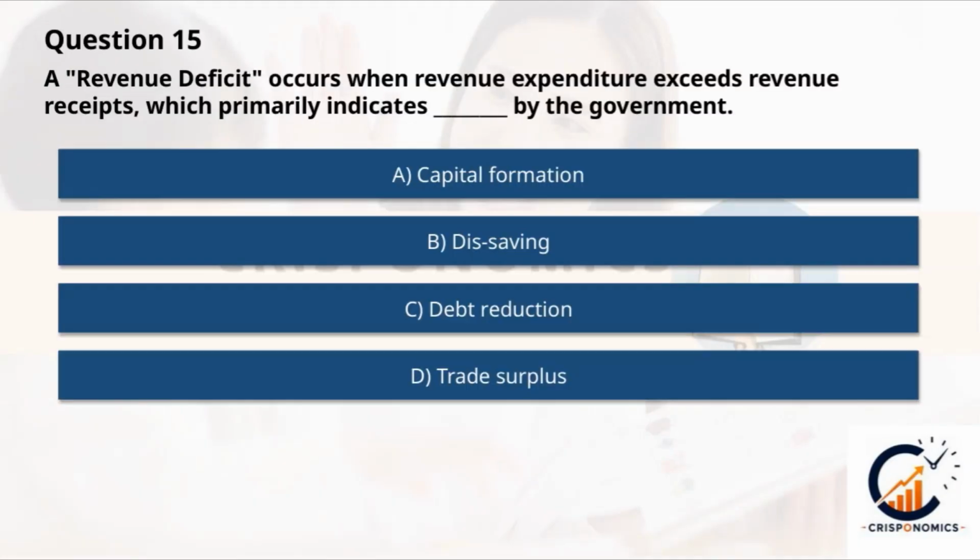Let's look at what a revenue deficit really means. It happens when the government's revenue expenditure is higher than its revenue receipts. In simple terms, this points to dissaving. The government is spending more than it's earning in regular income. This isn't about borrowing or capital investment, but rather the day-to-day financial gap. Understanding this helps us see the bigger picture of fiscal health and why managing revenue is so crucial.